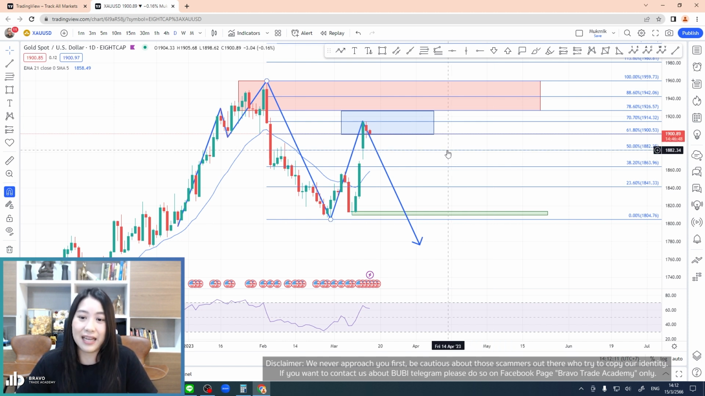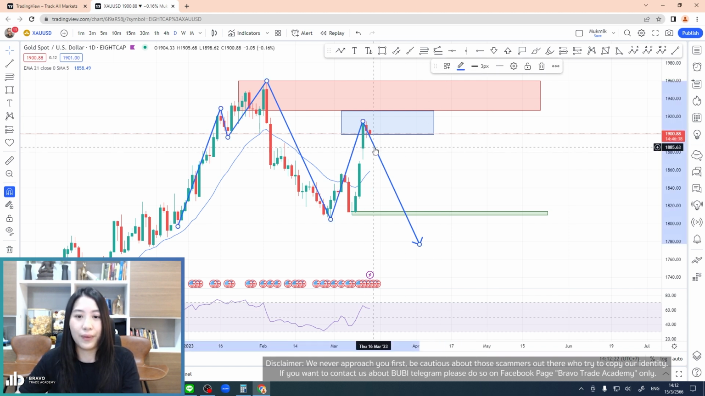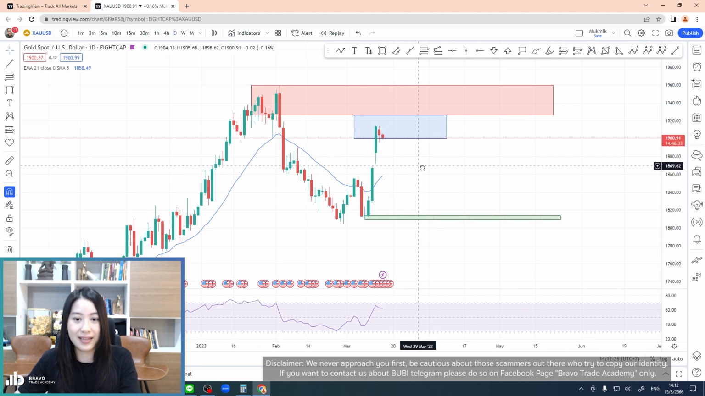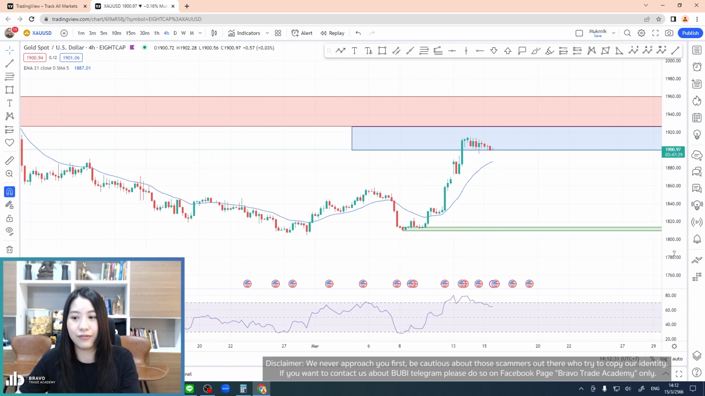But as I said yesterday, this QM sell is really risky, very dangerous, because it is a reversal point. It is not going the same way as the trend, so you need to be careful on this. Alright, so let's drop down to the 4 hours time frame.